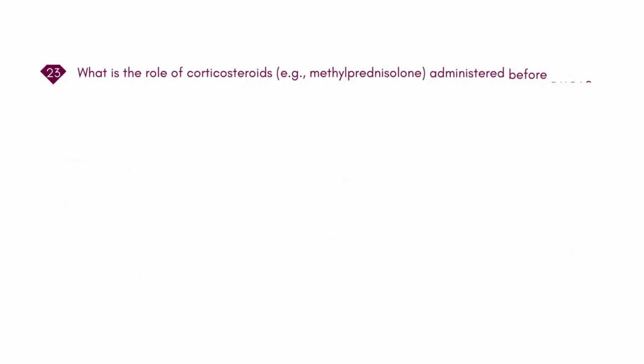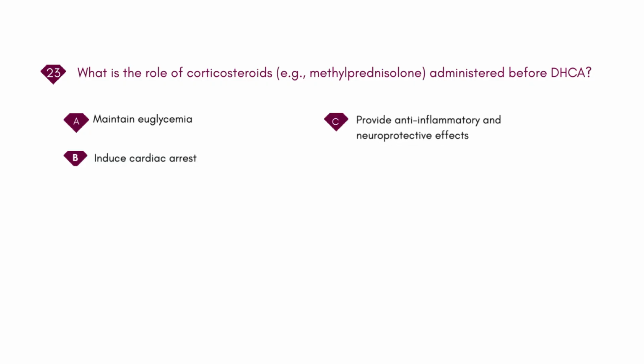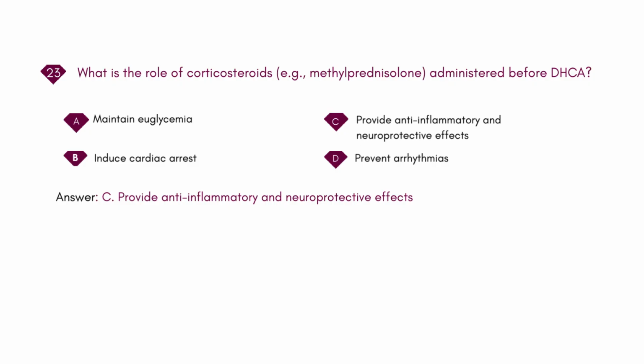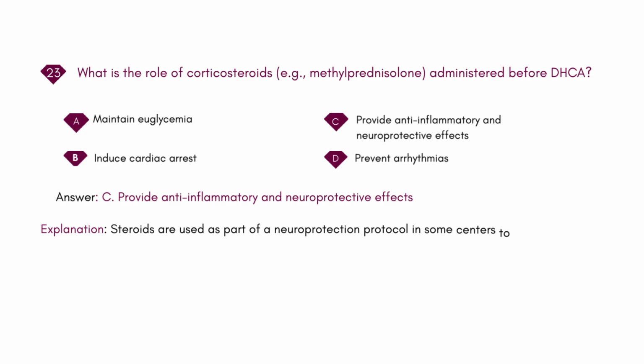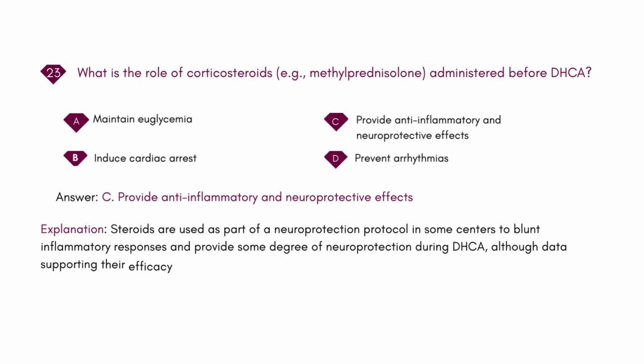What is the role of corticosteroids, e.g. methylprednisolone, administered before DHCA? A. Maintain euglycemia. B. Induce cardiac arrest. C. Provide anti-inflammatory and neuroprotective effects. D. Prevent arrhythmias. Answer: C. Provide anti-inflammatory and neuroprotective effects. Explanation: steroids are used as part of a neuroprotection protocol in some centers to blunt inflammatory responses and provide some degree of neuroprotection during DHCA, although data supporting their efficacy is mixed.